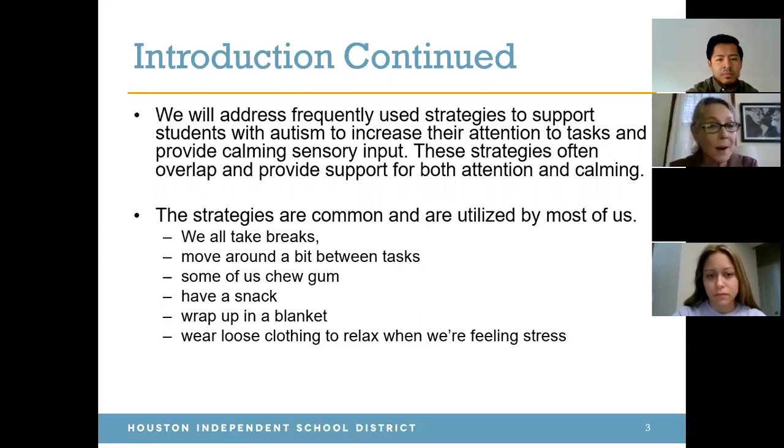We all take breaks. We all like to move around a bit between tasks. Some of us chew gum. Some of us have a snack that's crunchy just to help us keep awake. Some of us may wrap up in a blanket when we've had a hard day. And some of us have preferences about how our clothing fits. Some of us like loose clothing. Some of us like tight clothing. It's all individualized.